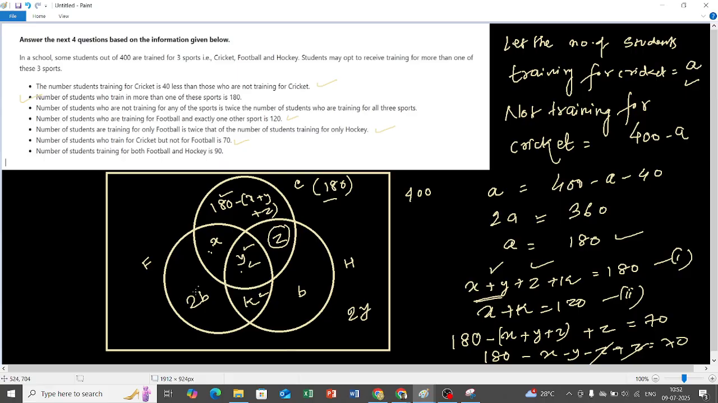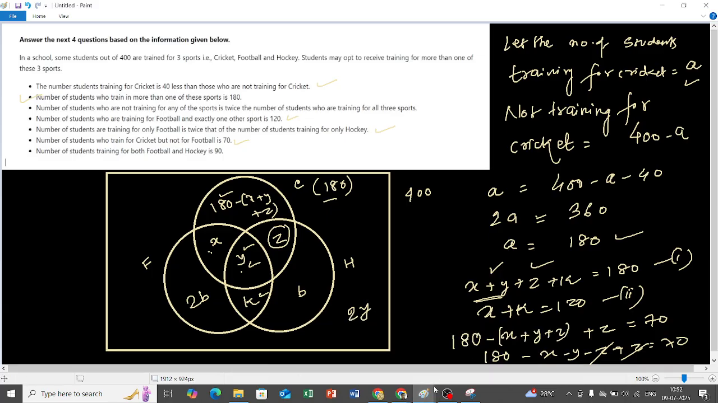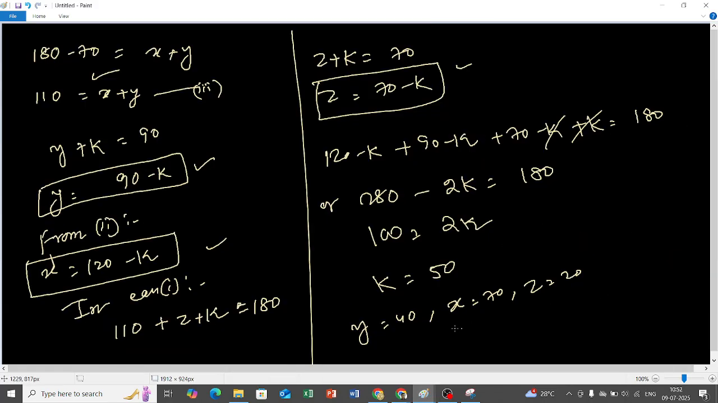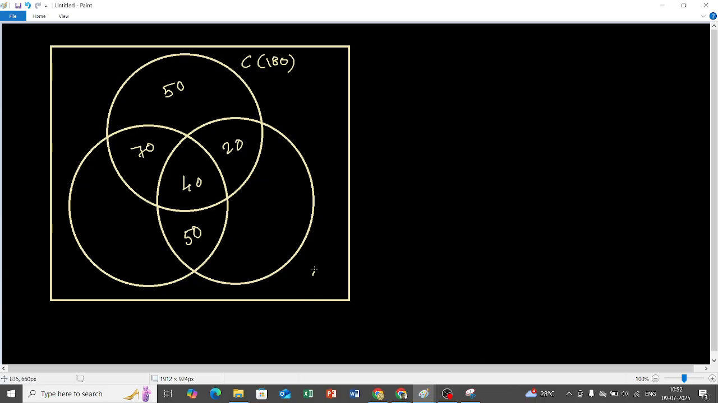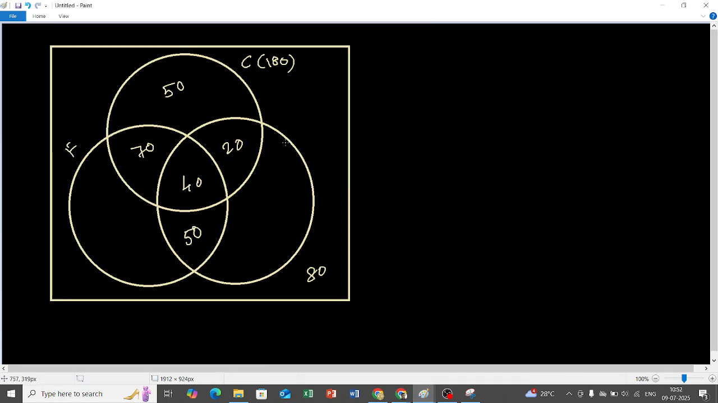K is 50. We got so many values. Now we need this 2b and b also. That also we will get. Once we have y, we can easily get 2y, which is 80, right? What is this f, and what is this h? This is 2b and this b, which is very easy to calculate.